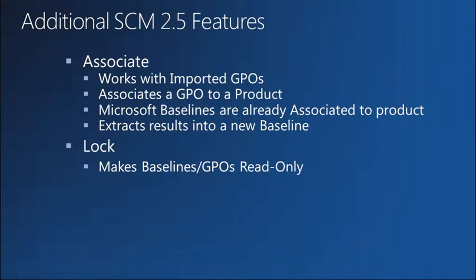Once we get that associated to that specific product, we can say, oh, this GPO is going to belong to this type of product, and it's going to be from standalone machines. Then after that, we can deploy it to those machines. But it's not just that.